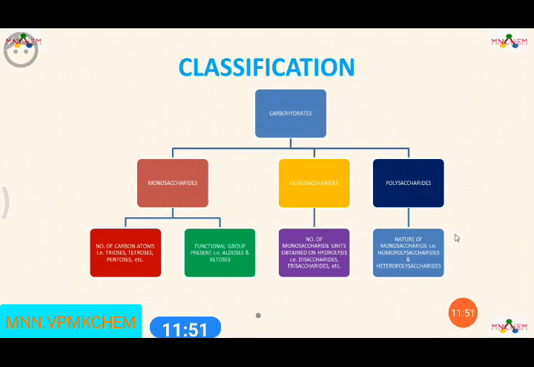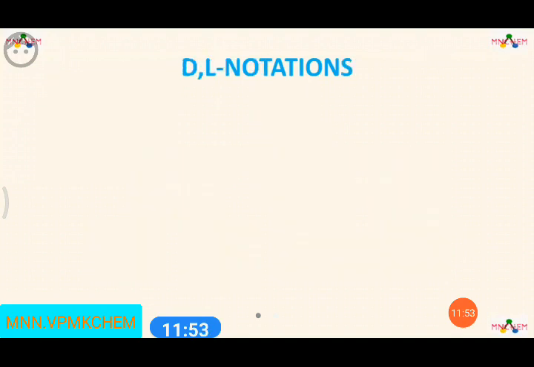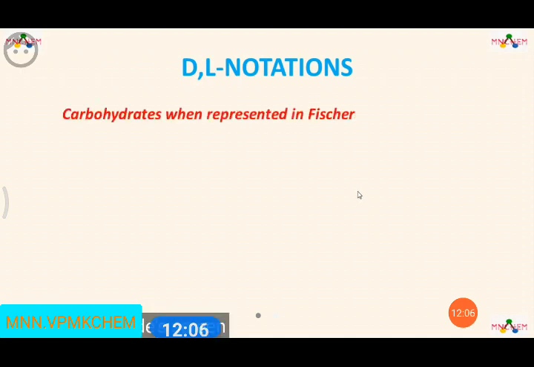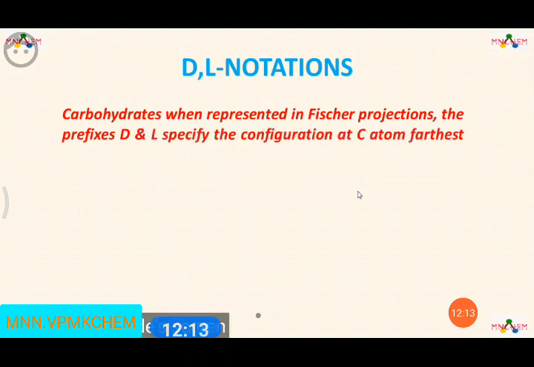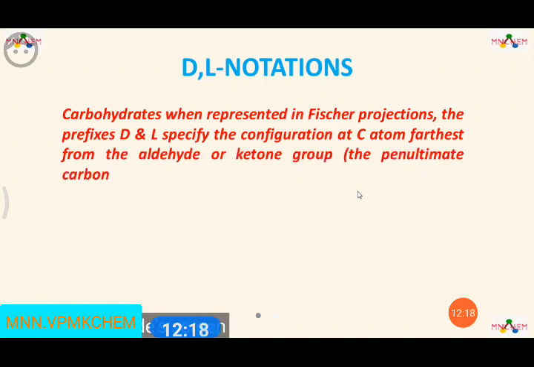Now let's move towards the next point. The DL notations, when we write a sugar or carbohydrate or monosaccharide unit. So carbohydrates, when represented in Fischer projection, use the prefixes D and L to specify the configuration at the carbon atom which is farthest from the aldehyde or ketone group. In other words, we can say the penultimate carbon atom, which is chiral in nature.